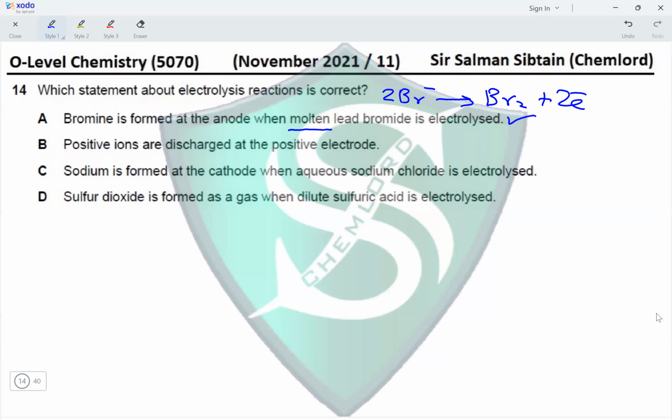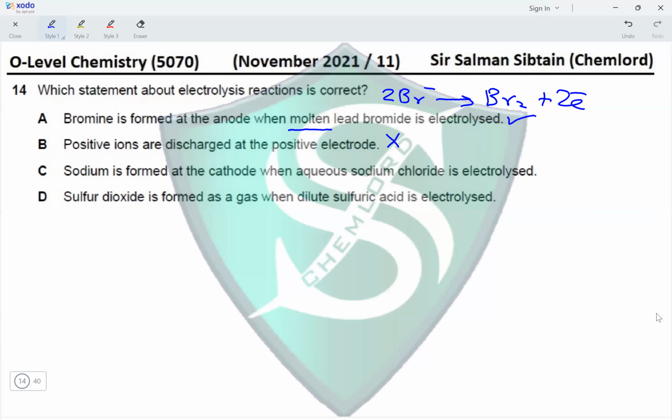Positive ions are discharged at the positive electrode. No, positive ions are not discharged at the positive electrode, which is the anode. Gases are discharged at the anode. So this statement is wrong.